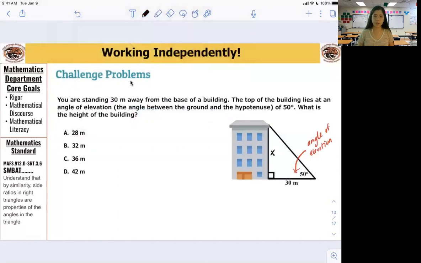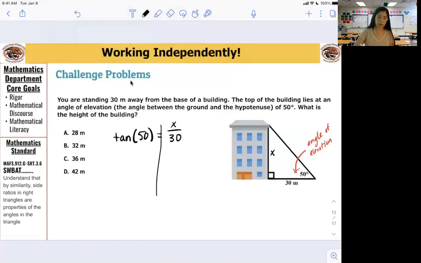Good, Janelle's. Tangent of 50 degrees. The tangent of 50 degrees is x over 30, opposite over adjacent. So now in this case, do I need to use the inverse tan, or am I doing something else? No, what am I doing here?